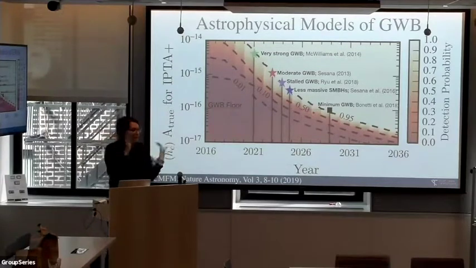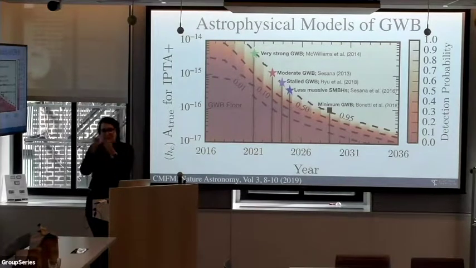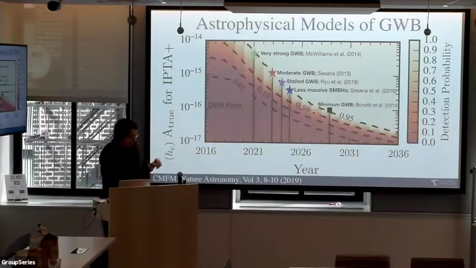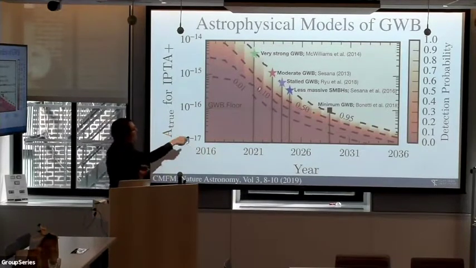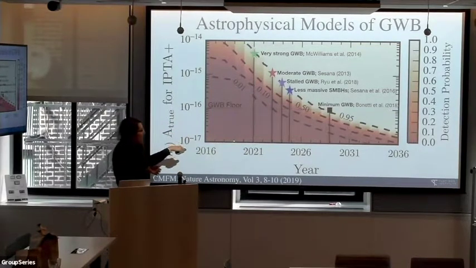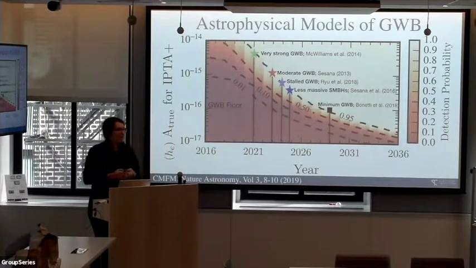What if you have very massive black holes? What if you have a very fast galaxy-galaxy merger rate, basically the maximum that you can have with current observations? And what if nothing stalls and all of your binaries are circular and life is great, right? Then we should detect this background at a three sigma level in 2021. Now, because we haven't seen a signal yet, we already know that this can't be.